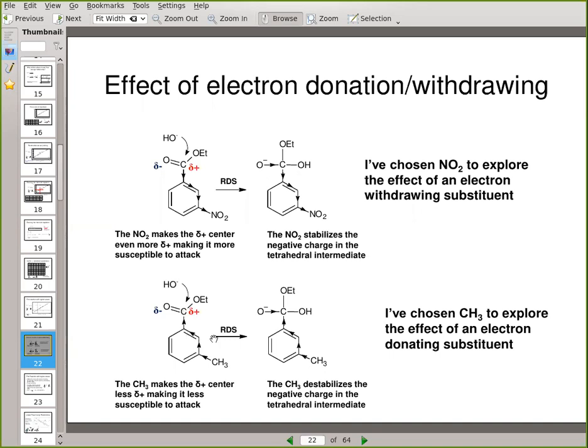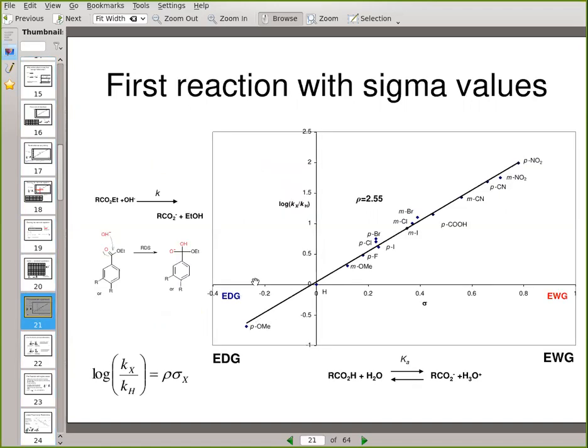And further, after you form this negative charge, I've forgotten to draw the arrow pushing the bond onto the oxygen here. When you form that negative charge, notice that it is pushing electrons onto the system, and this methyl group is also trying to push electrons onto the system. There's a clash here. The methyl group destabilizes the negative charge in the tetrahedral intermediate. So it's very clear, when we go back to here, that electron donating groups slow this reaction down.